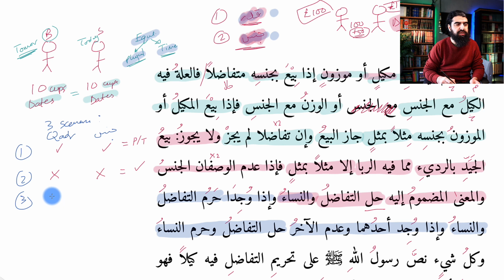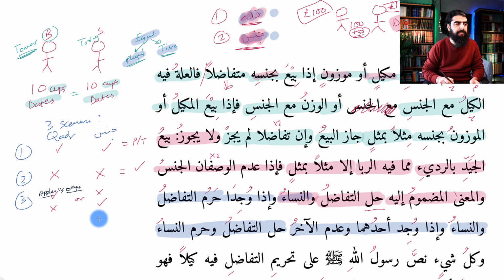And the third scenario is one of the two. So either qadr is the same and jins is not the same, or qadr is not the same and jins is the same. So for example, qadr is the same: 2 things are weighed, but they're 2 different items. So for instance, a person is selling, let's say, apples, and the jins is different. Apples versus oranges. Genus is different, but they're both measured in the same way, both weighed. So if it's apples versus oranges, then you only have one item, which is that the qadr is there, but the jins is not there.